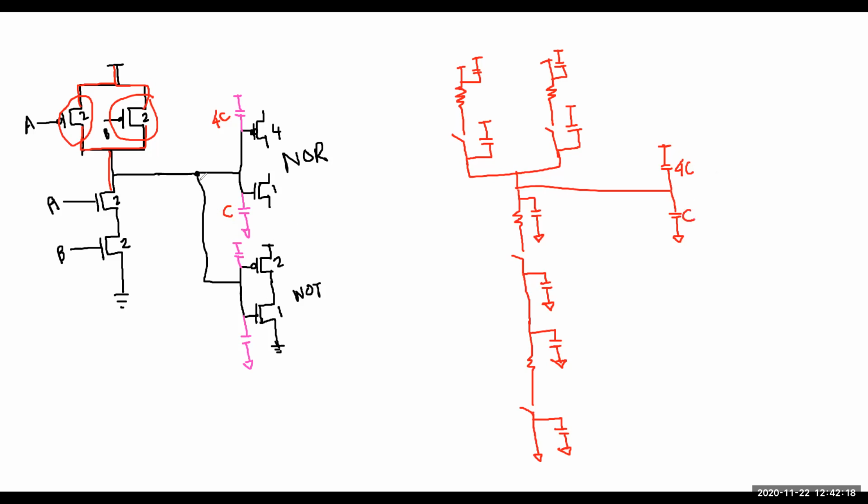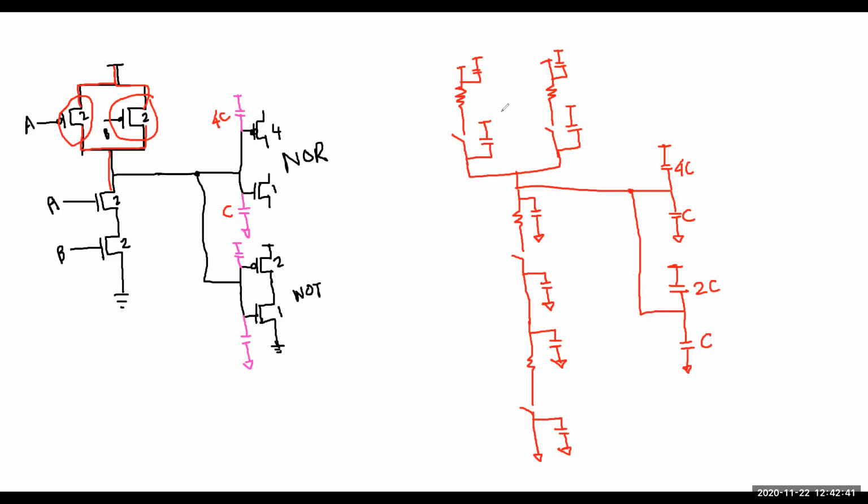For the NOT gate, here you have a connection. I'm going to draw the connection. So here this is 2. So this will be 2C. Because the rest of the circuit we do not need. Only the gate capacitance we need. This is 1C, only C.